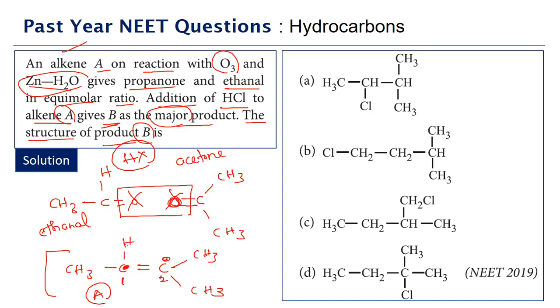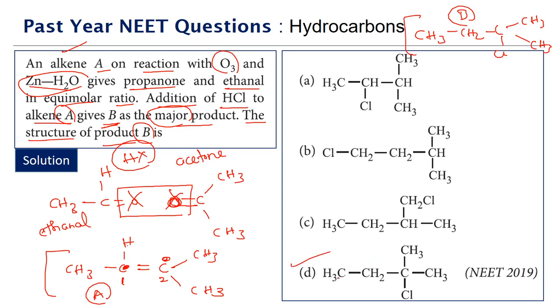So as a result, you can just check. If hydrogen comes here, then what will be forming is, I'll write it down here: CH3, CH2, C, and this will get a chlorine. This is the compound B basically. If you look at these options, which of the options is actually giving compound B? We can see option D.